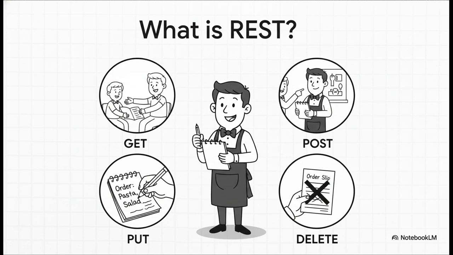You can think of its commands just like ordering food. A GET request is like asking to see the menu. A POST is you placing your order. PUT is like changing your order, and DELETE, well, that's you canceling it. It's so common that pretty much every developer knows how this waiter works.